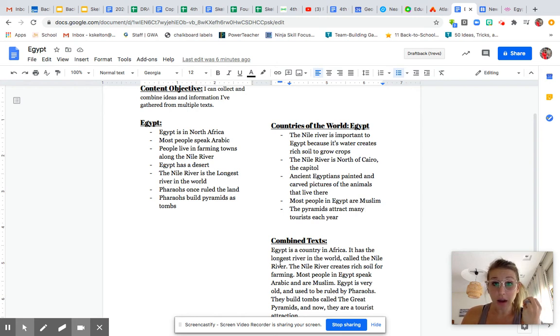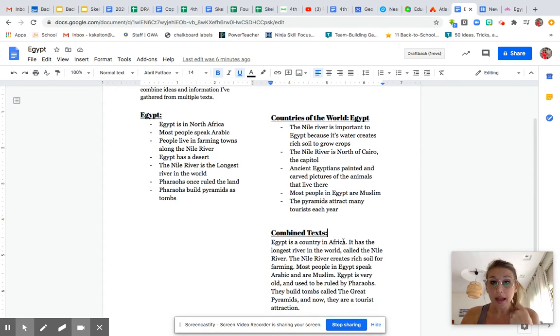As you can see at the bottom here, I created a short paragraph explaining what both texts were talking about. So I'm going to read this to you. It says, Egypt is a country in Africa. It has the longest river in the world called the Nile River. The Nile River creates rich soil for farming. Most people in Egypt speak Arabic and are Muslim. Egypt is very old and used to be ruled by pharaohs. They built tombs called the Great Pyramids, and now they are a tourist attraction.